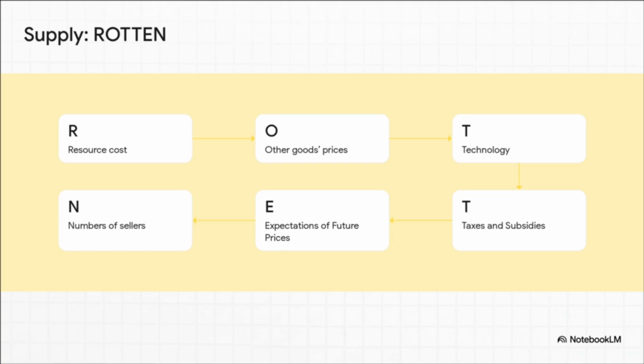It stands for resource costs, like if the price of steel or wood goes up, other goods prices that a producer could make instead. The first T is for technology, like a new invention that makes production faster. The second T is for taxes and subsidies from the government. E is for the seller's expectations about future prices. N is for the number of sellers in the market. Any of these will shift the supply curve.